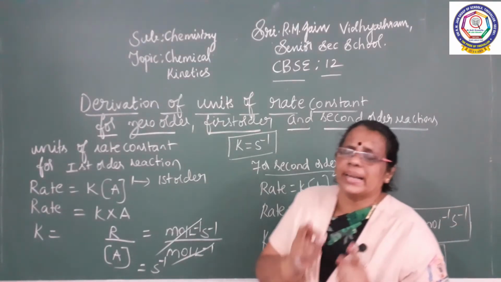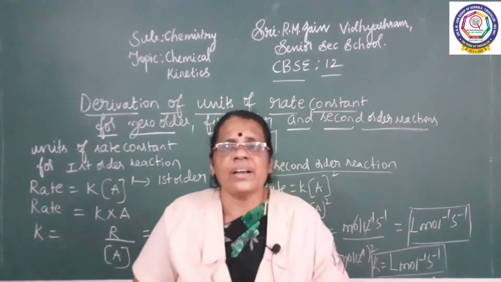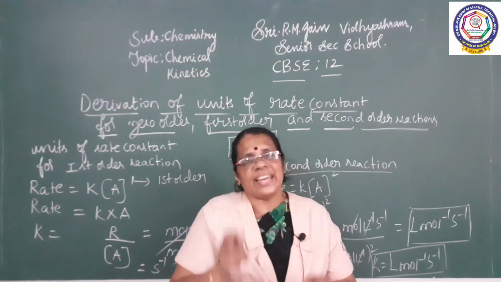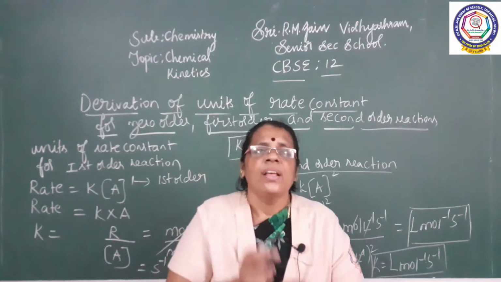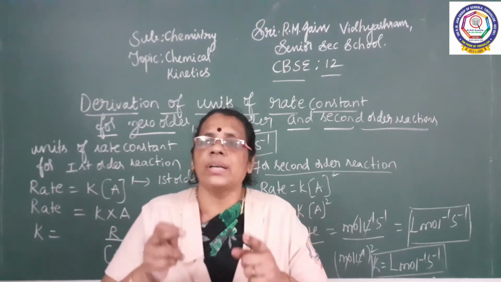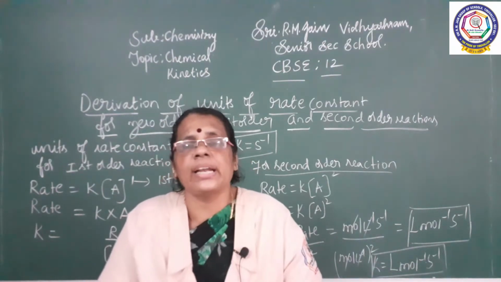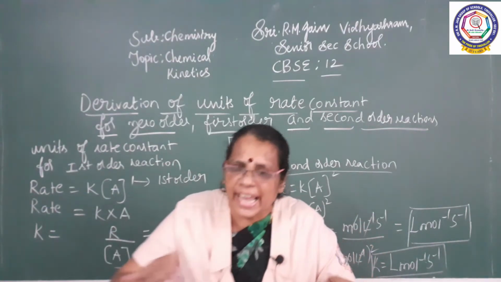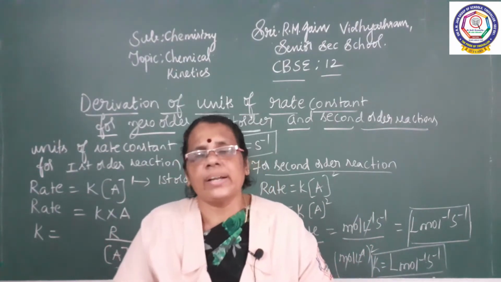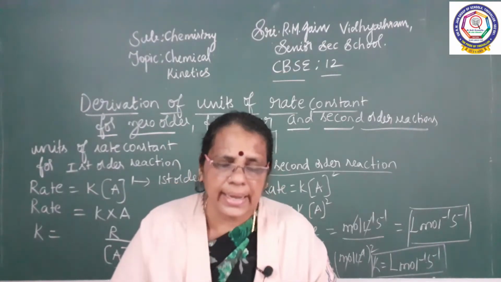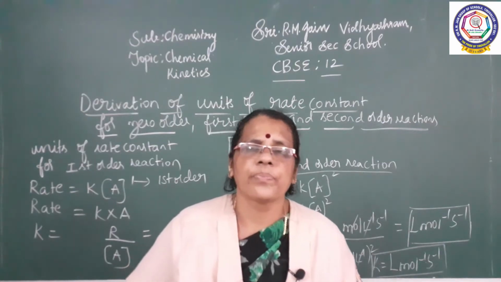For first order reaction, the unit of rate constant K is second inverse, whereas in case of zero order reaction, the unit of rate constant K is mole liter inverse second inverse. So up to this we have derived the units of rate constant for zero order, first order and second order reaction.